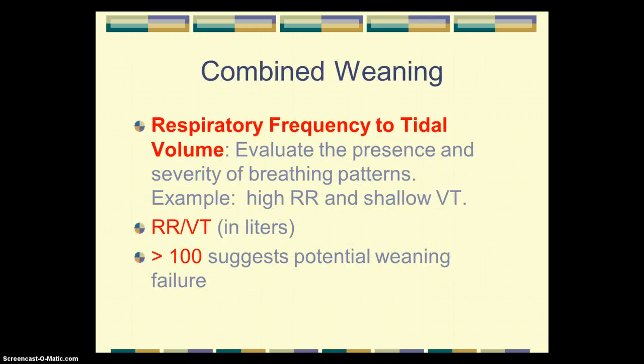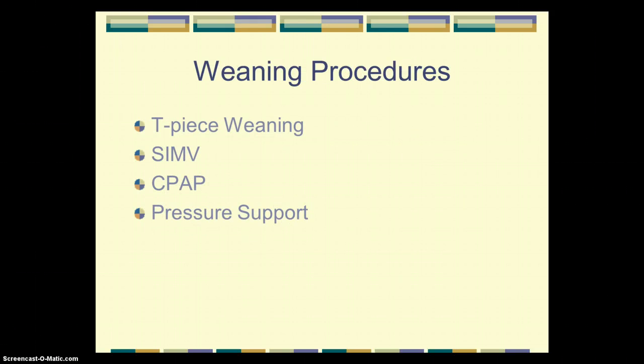Combined weaning: that is our rapid shallow breathing index, respiratory rate divided by the tidal volume in liters. Okay, and of course, less than 100 suggests potential weaning. In most facilities, it should be less than 100, but there are some places that look at the number 80. So take note of that. But again, 100 is what is listed there, but at some facilities, it is 80.